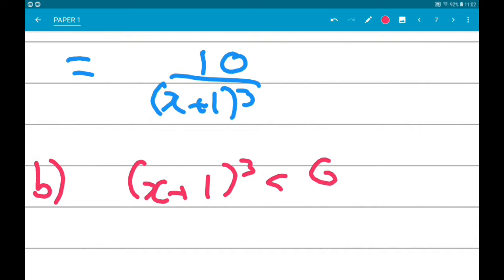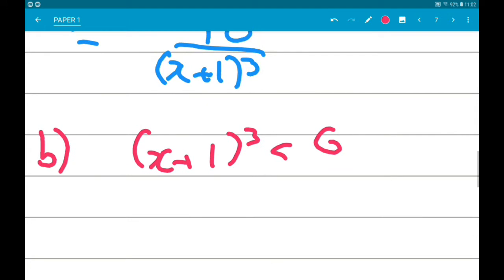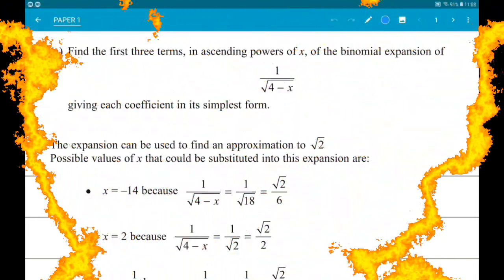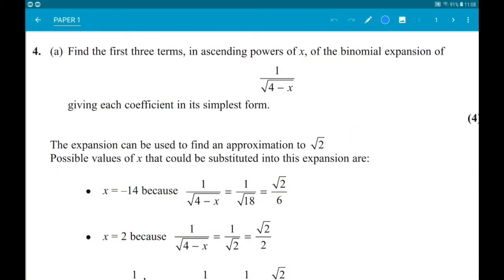So, x add 1 must be less than 0. So, x must be less than 1. A. Find the first 3 terms in ascending powers of x of the binomial expansion of 1 over root 4 minus x, giving each coefficient in its simplest form.